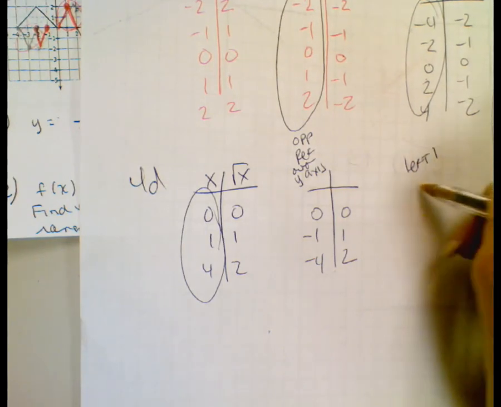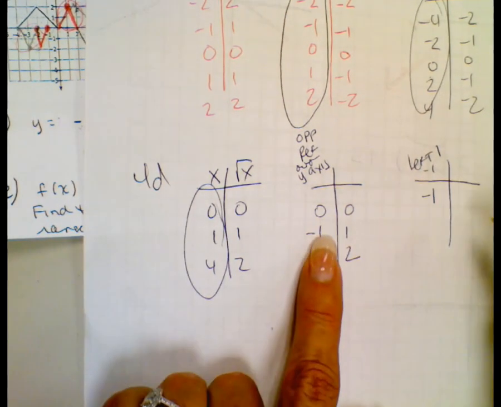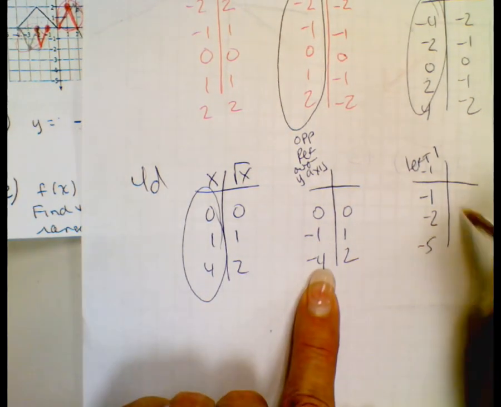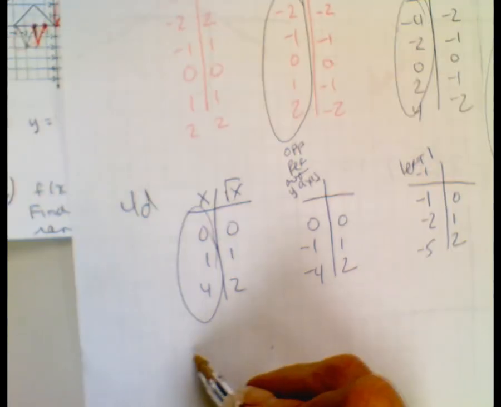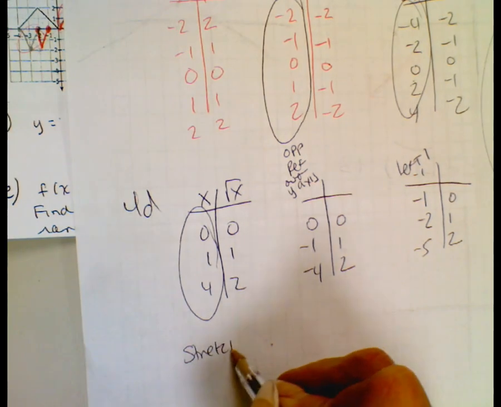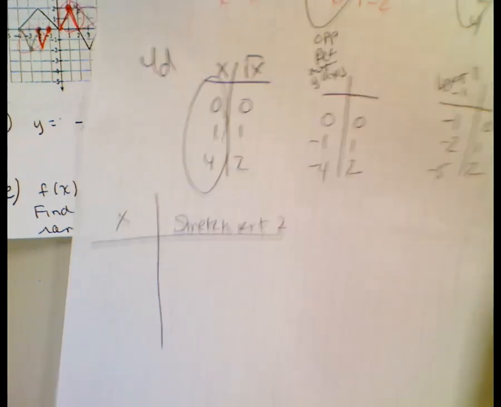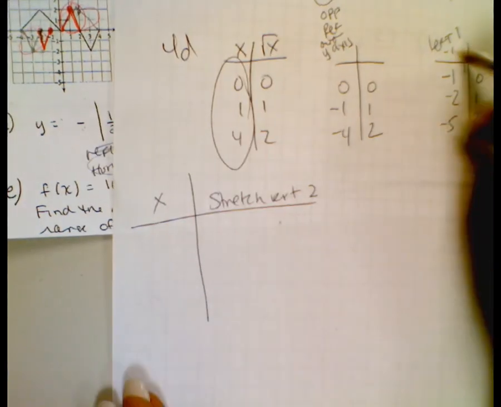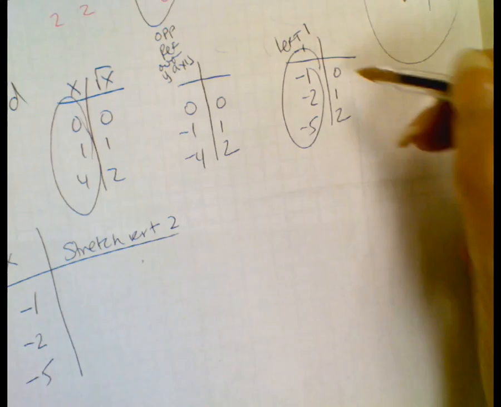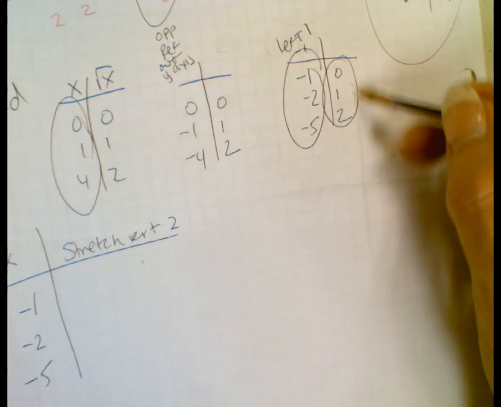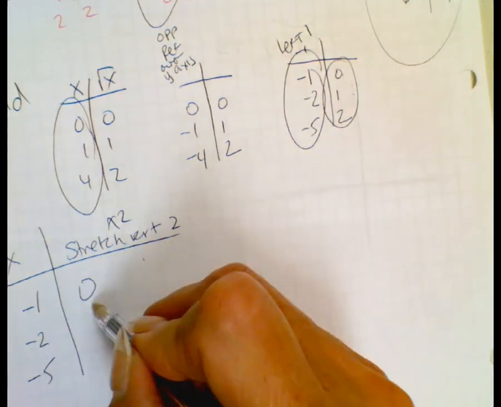That changes the x-axis. So left 1 means 0 minus 1 is negative 1. So you're going to subtract 1. Negative 2 and negative 5. But the y stayed the same. And then we just stretched it vertically by 2. That's changing the y. Stretching it vertically by 2, so that means the x's stay the same. Negative 1, negative 2, negative 5, but we're going to stretch these by a vertical factor of 2. That means just multiply everything by 2. So that's 0, 2, and 4.